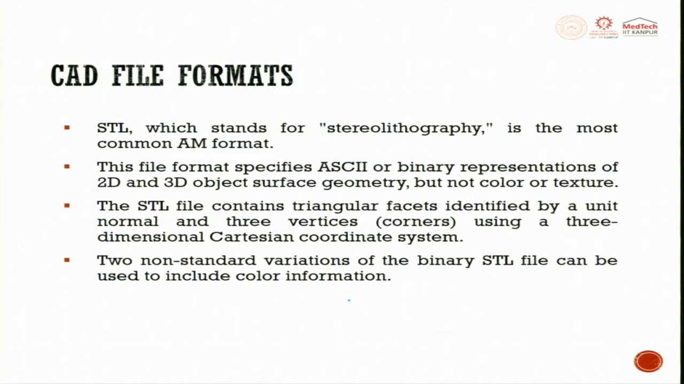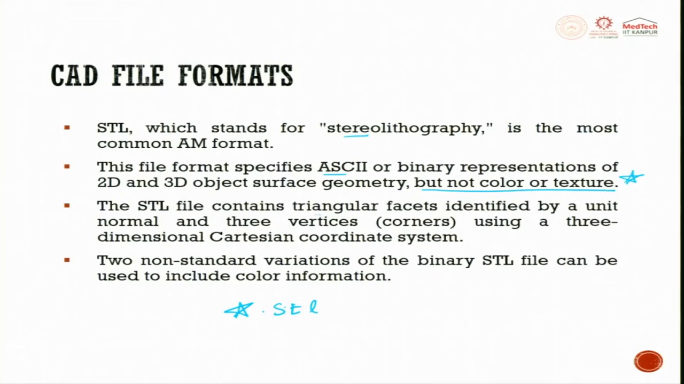STL, which is very commonly used, stands for stereolithography, and is the most common AM format. This file format specifies ASCII or binary representation of 2D and 3D object surface geometry. The only thing missing in STL is that it will not have any color or texture details. So, today we look forward to other, higher end neutral files which will convert CAD into machine readable format. This will always be star.stl, okay. But this is a very important point: it will not have color information and texture information.